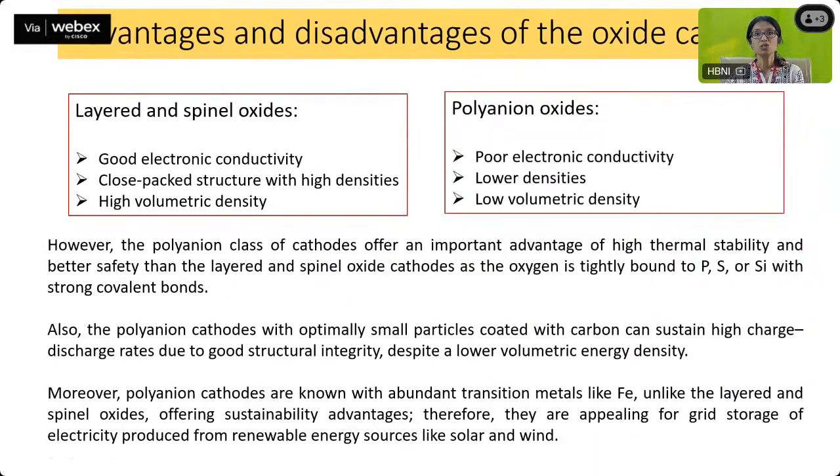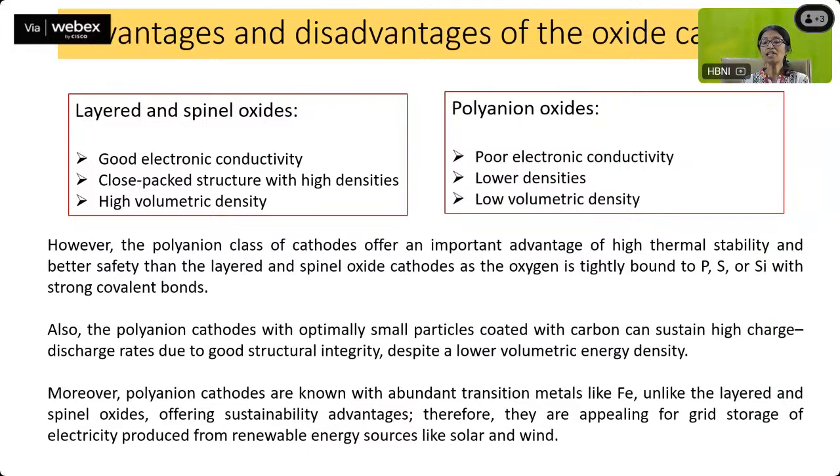Okay. So what are the advantages and disadvantages of these oxide cathodes? In case of layered and spinel oxides, you have very good electronic conductivity, you have close-packed structure with high densities, and you have very high volumetric density. In case of polyanionic oxide, what you have is poor electronic conductivity, lower densities, and lower volumetric density. So you will say that why I will go to polyanionic oxide, layered and spinel oxides are much better, but polyanionic oxides also have some plus points.